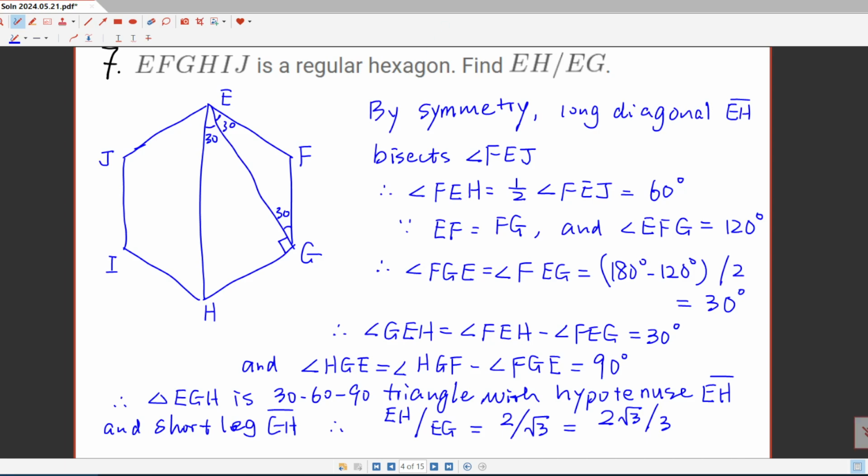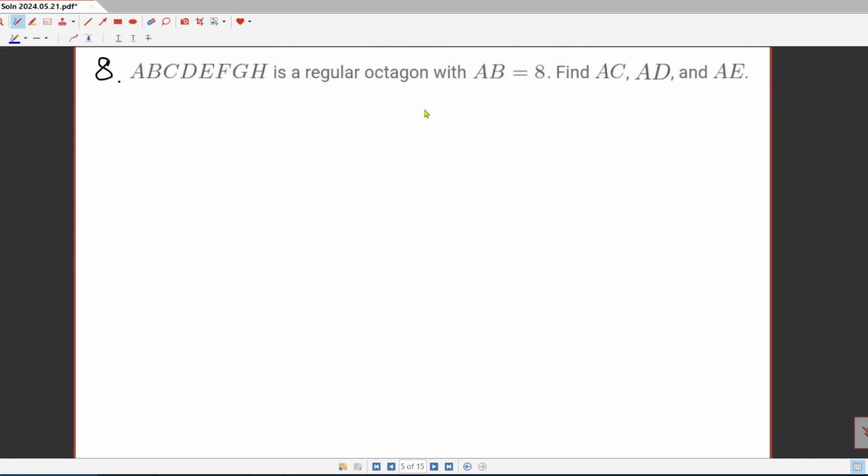Alright, if no questions, let's have a look at the next one. Number 8. I can see a lot of you haven't done this correctly, so as I draw the regular octagon, please have a look at this question by yourself again, okay? ABCDEFGH is a regular octagon, so it will look like this.